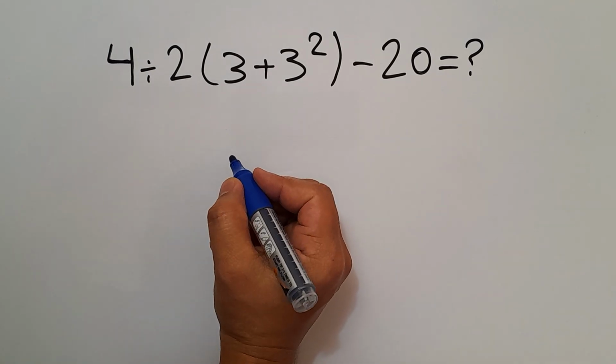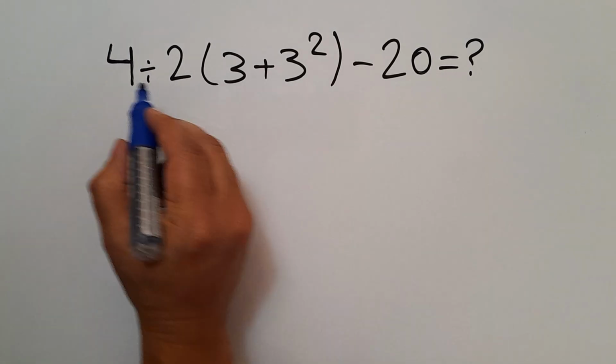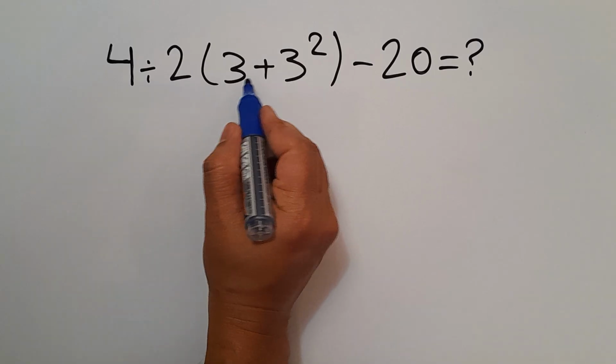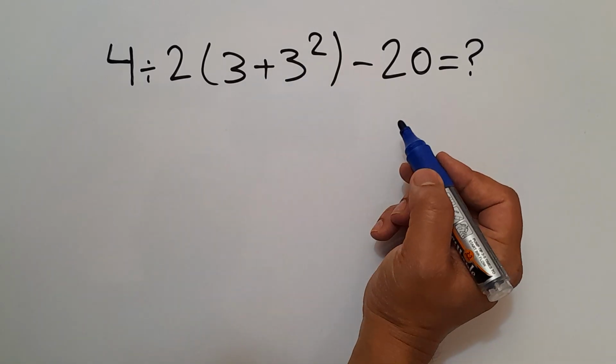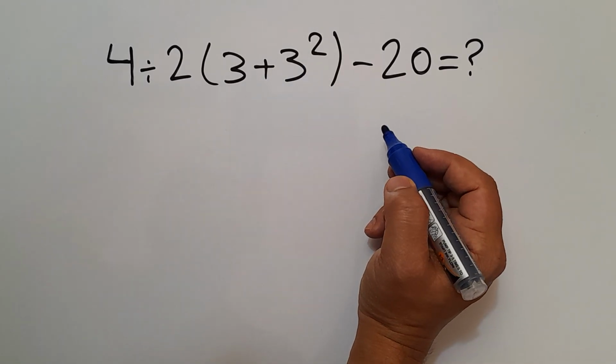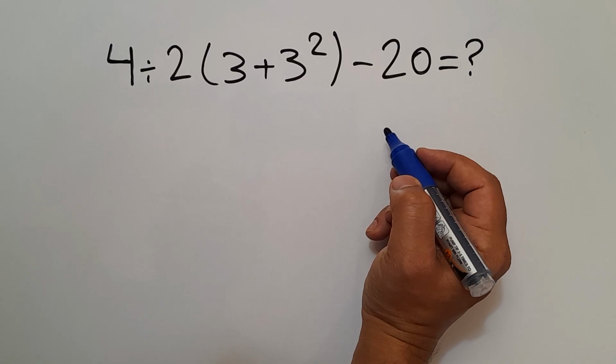In this video we want to find the value of this expression: 4 divided by 2 times (3 plus 3 squared) minus 20. Are you ready to solve? Let's go ahead and get started.